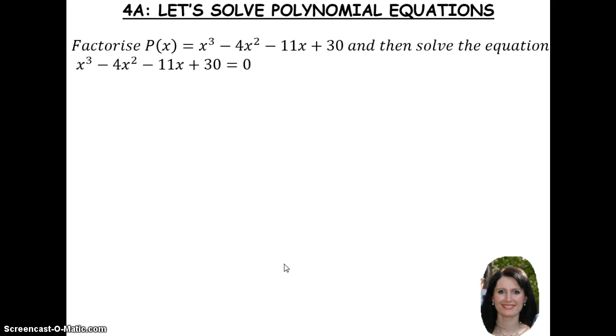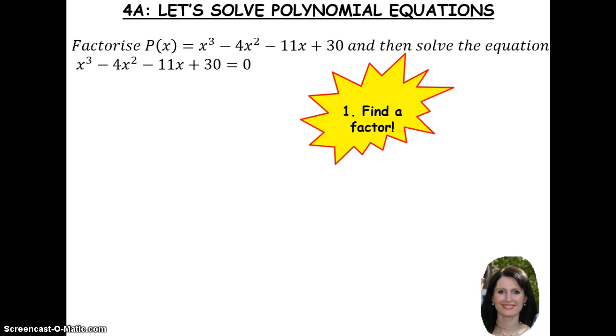Let's solve a polynomial equation. So they tell us p of x equals x cubed minus 4x squared minus 11x plus 30. They want us to factorise that and then solve the equation. x cubed minus 4x squared minus 11x plus 30 equals 0.